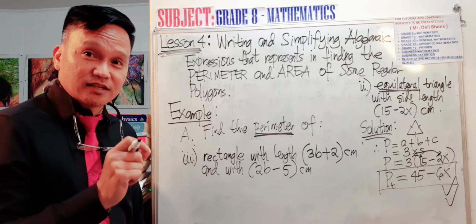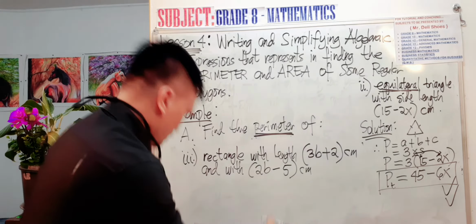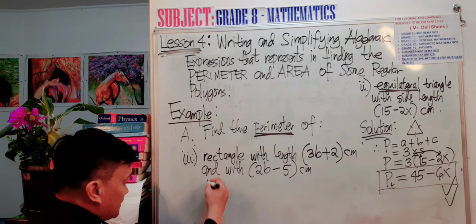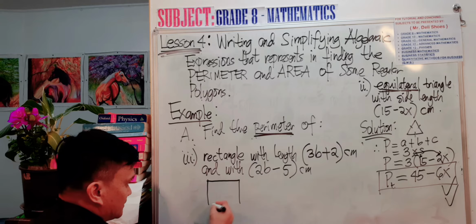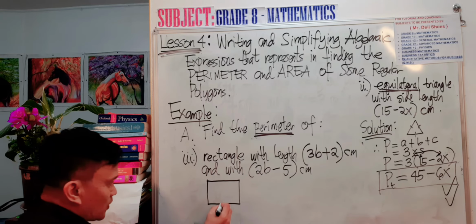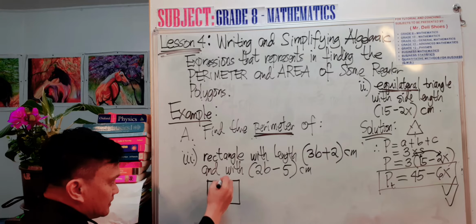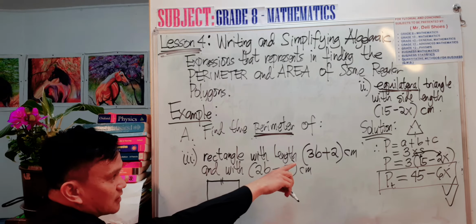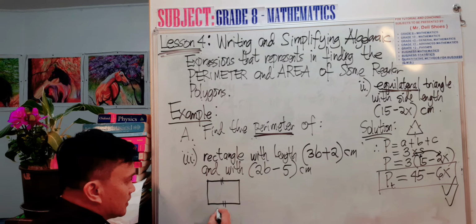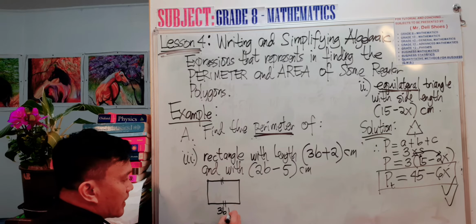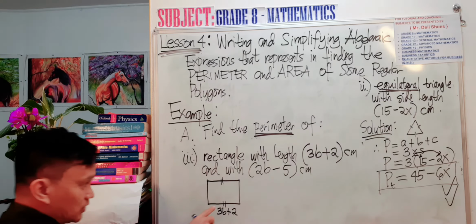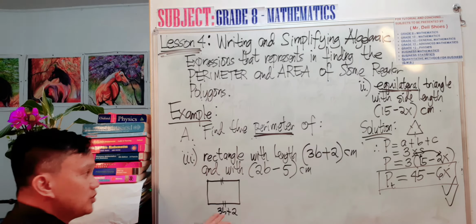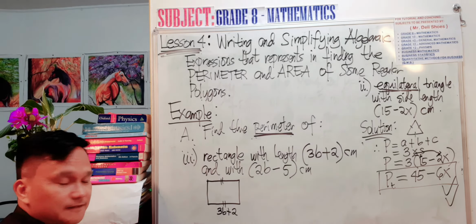the geometrical shape of the rectangle. So you will do it like this. This is a rectangle. This one is the length. The measurement, the expression for the length of this rectangle is 3b plus 2. Take note, this side of the rectangle is equal to the other side. So you don't need to rewrite it.